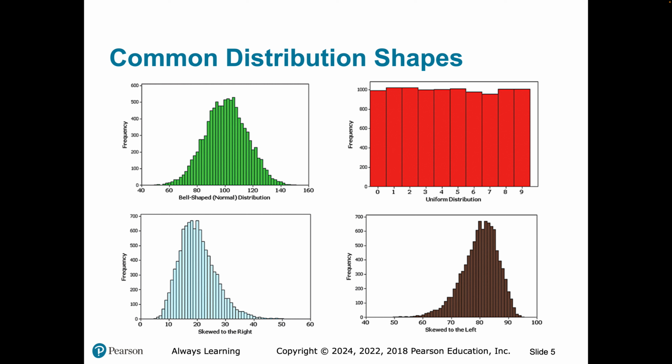Top right in the red, we have a uniform distribution. That's where all the frequencies in each level, and the levels here were 0 to 9, are about the same. The bottom right, the blue, that's a positively skewed distribution, or skewed to the right. And the brown at the bottom is skewed to the left, or a negatively skewed distribution.